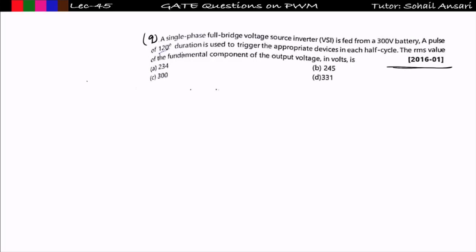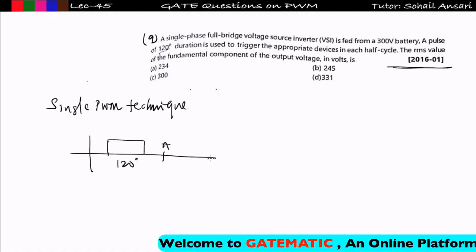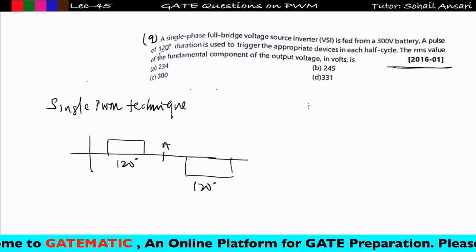A pulse of 120 degree duration is used to trigger the appropriate device in each half cycle. Fine. The question asks the RMS value of the fundamental component of the output voltage. So this is related to the single pulse PWM technique, whose pulse width is already given, that is a single pulse of width 120 degree per half cycle. That is something like this.